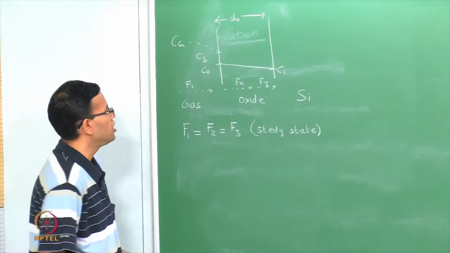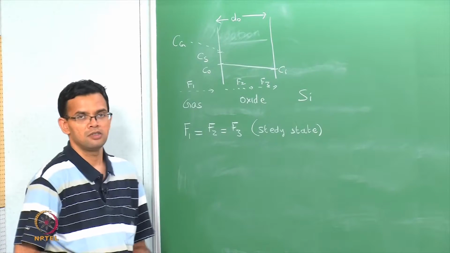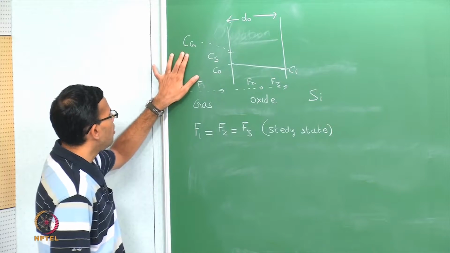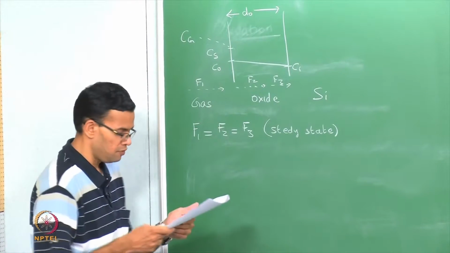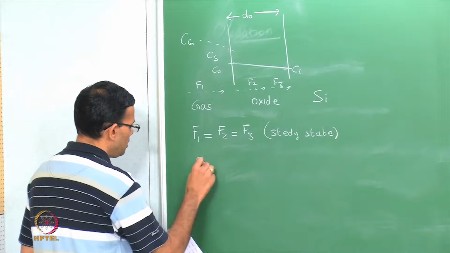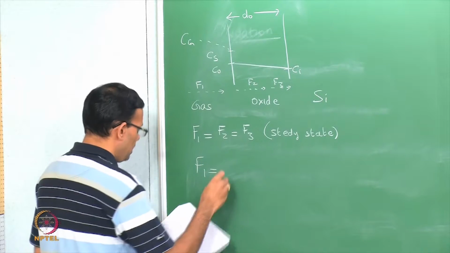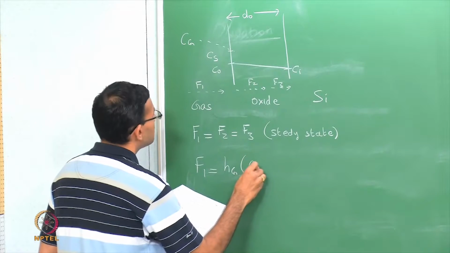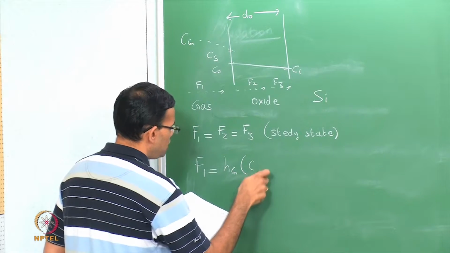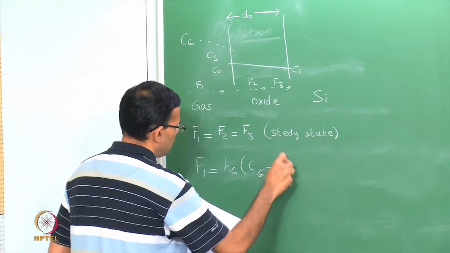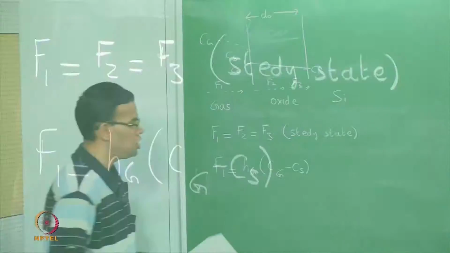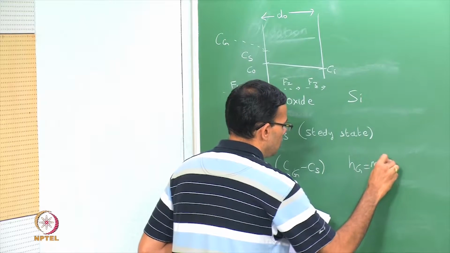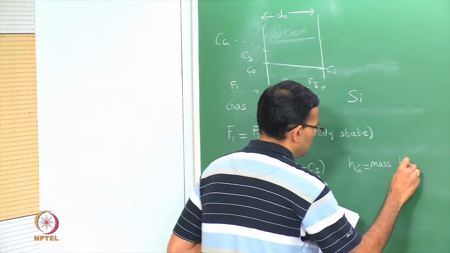So, consider the first process, which is the movement of the diffusing species from the bulk of the gas phase to the surface. So, this can be simply written as some constant Hg times Cg minus Cs. Hg is nothing but the mass transfer coefficient in the gas phase.